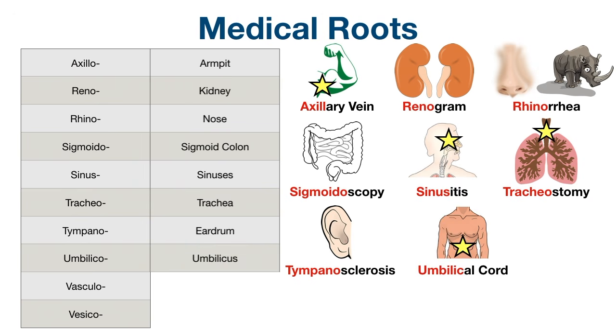Moving on to umbilico, this refers to the umbilicus, which is the belly button. The simple way to remember this root is to think of the umbilical cord, which is the cord arising from the navel that connects the fetus with the placenta.